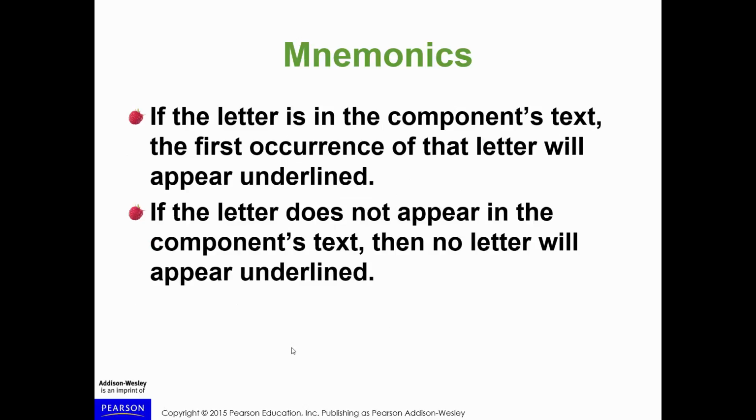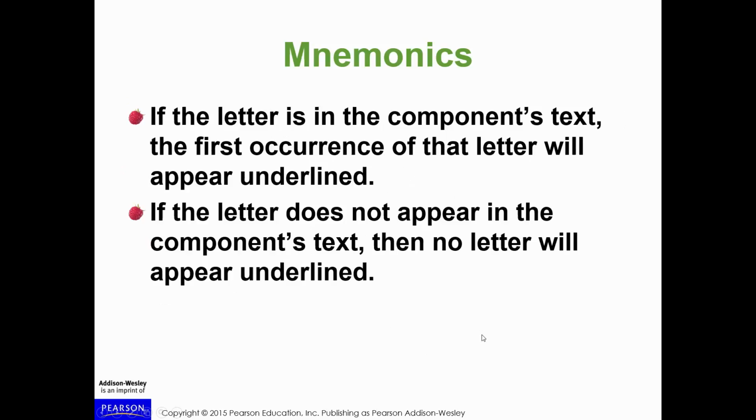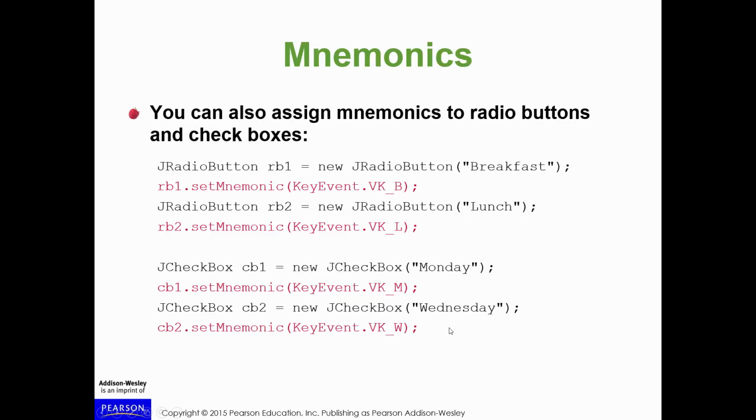Notice if the first letter in that is in that component's text, or if the letter is in there, like exit, that'll be underlined. If it does not appear, there is no underline. So if I said exit in the previous example, it would say EXIT, but that X that you see right there would be underlined. You can assign mnemonics to radio buttons, and you can assign them to checkboxes. So for this, if I wanted to choose breakfast, I could either click that radio button or do an Alt-B, lunch, or an Alt-L, etc.